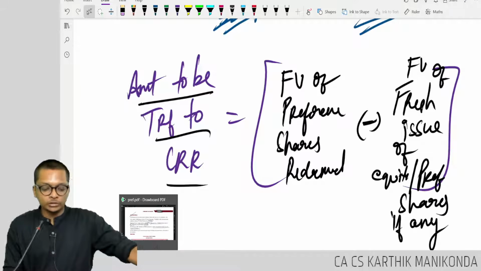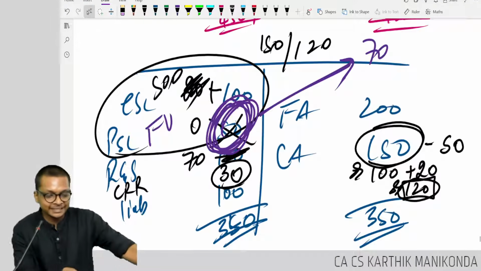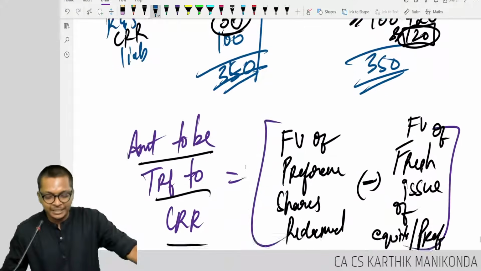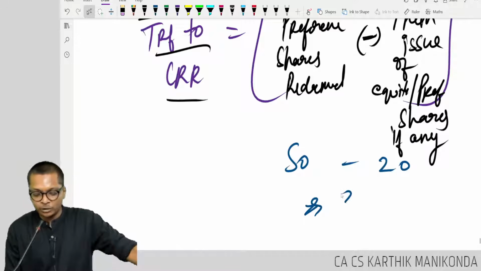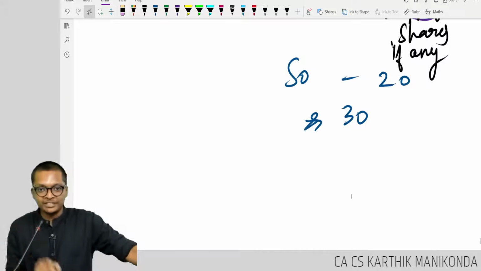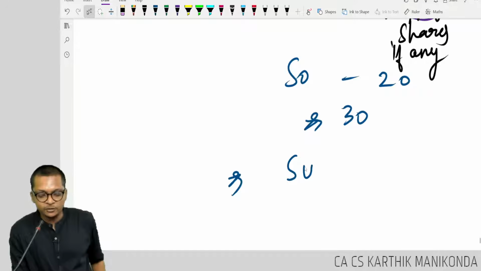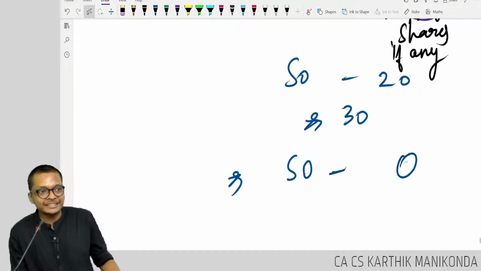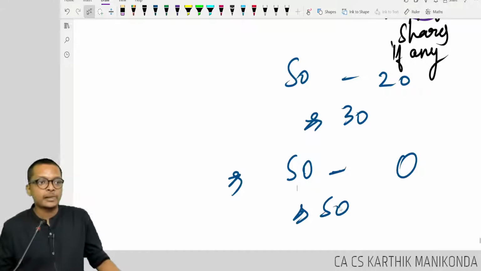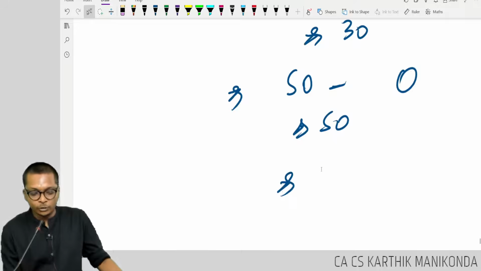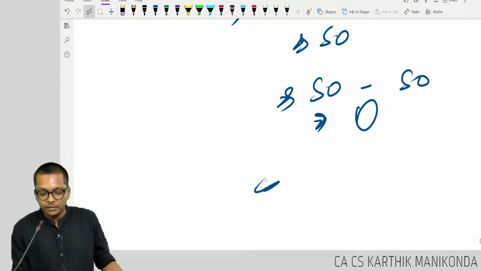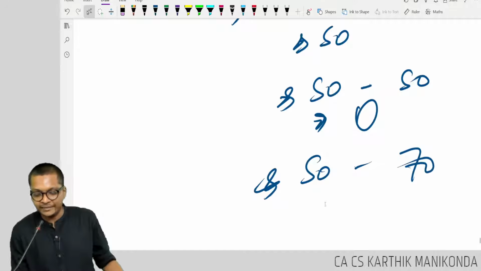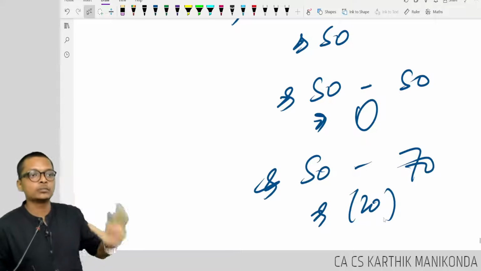Now go back to the very first illustration. In this illustration, the face value of preference shares redeemed was 50. Fresh issue was 20. That's why you told transfer is 30. In one more scenario, face value of redemption was 50. Fresh issue was 0. So you still have 50 transfer. In one more sum I told you, face value redeemed was 50. Fresh issue also 50. So transfer to CRR 0. Sir, what if redeemed is 50, fresh issue is 70, I am getting negative 20? Nothing to do.